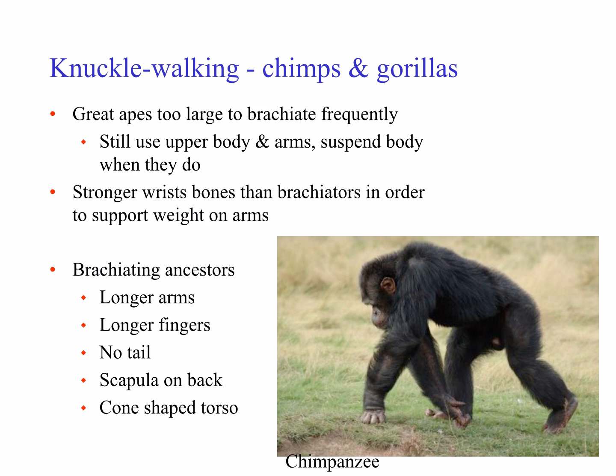We also know they came from brachiating ancestors because they have long arms, longer fingers, no tails. The scapula still sits on the back, and they have that cone-shaped torso.